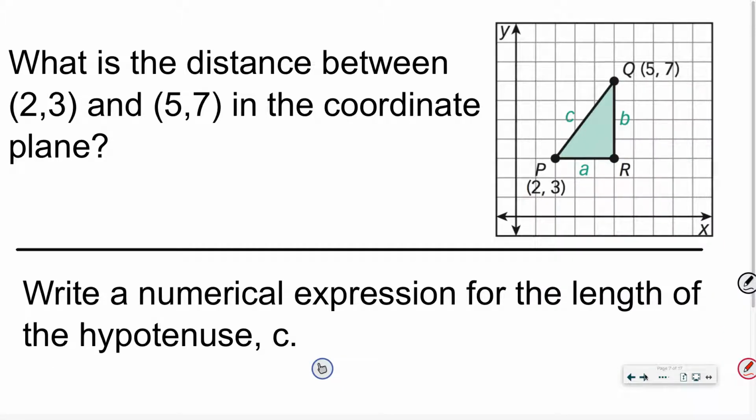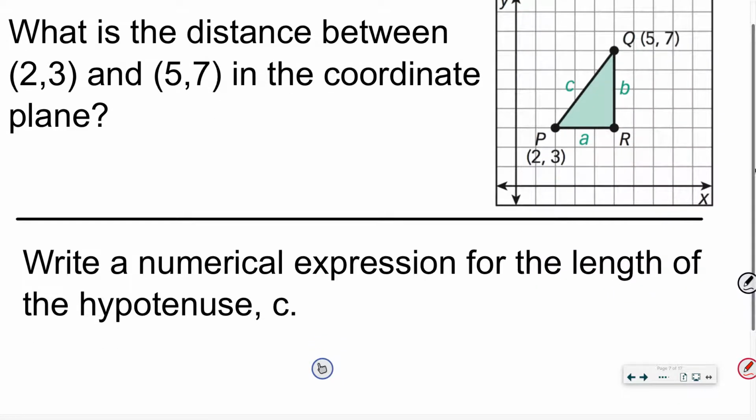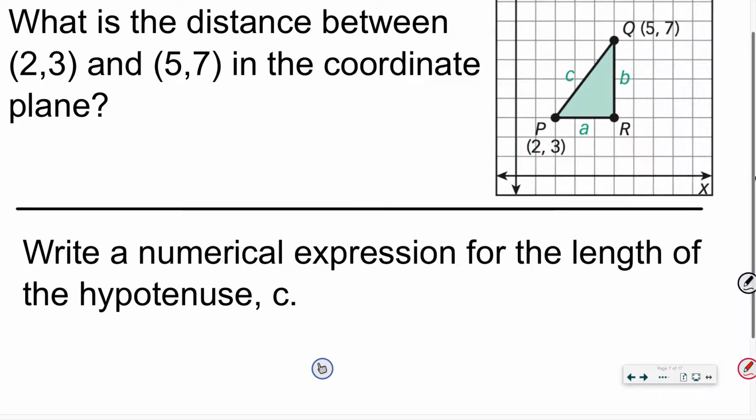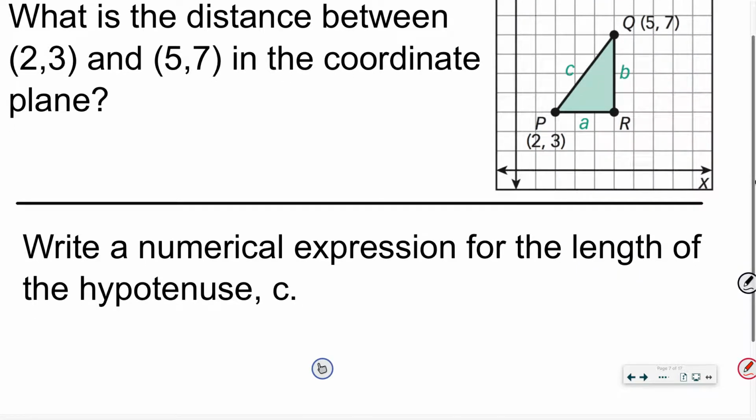So now, how could I represent this? Some of you might already know the value because of something that we've done before. But if I had to use the Pythagorean theorem, again, A squared plus B squared equals C squared. What can I plug in? What do I know? I know A is 3. And B is 4. I know B is 4.